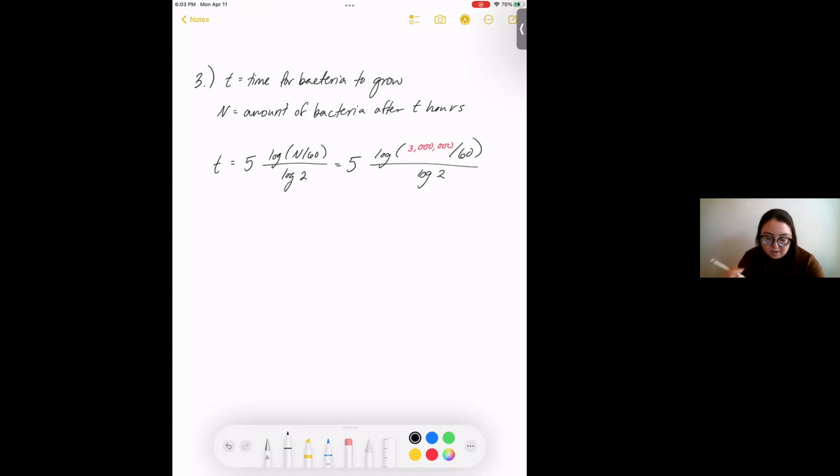Remember, common logarithms. So you kind of have 2 options. At this point, you could plug this number straight into your calculator. You could divide 3 million by 60 and see what result you get. If you did that, you would get 5 times log of 50,000 divided by log of 2. Either way you go about it, you should get the same answer. We want to find the number of hours it's going to take to get to 3 million bacteria. So we're plugging this equation into our calculator and rounding to 2 decimal places. So let's go ahead and plug this into our calculators.